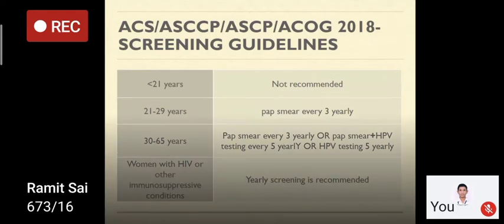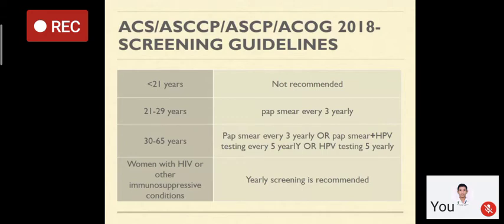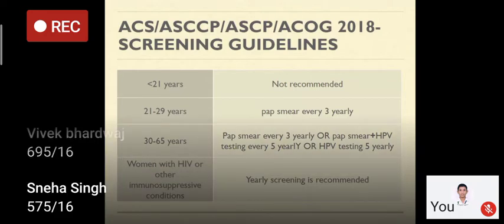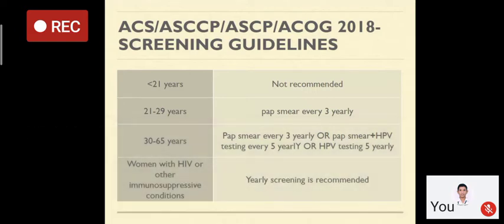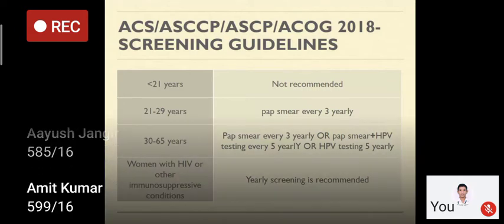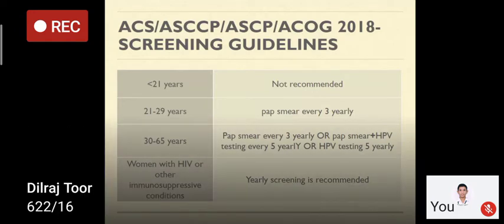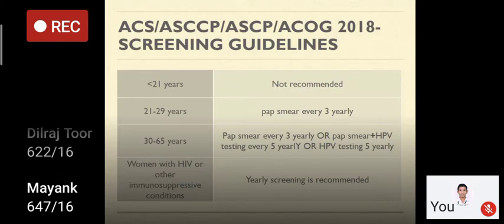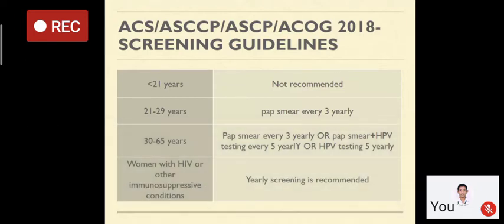As I told you, all females are going to have HPV infection. It is inevitable with sexual activity. All females get HPV infection, so there is no need of testing in less than 21 years, or she is not sexually active also. In between 21 to 30 years, the female should undergo pap smear or liquid based cytology every 3 yearly.